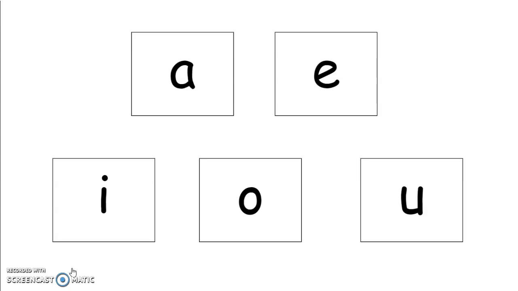The next word is wick. Wick. Repeat that word. Very good. I says I in wick. The next word is broth. Broth. Repeat that word. O says ah in broth. Very good. And the last word is chul. Chul. Very good. U says uh in chul.